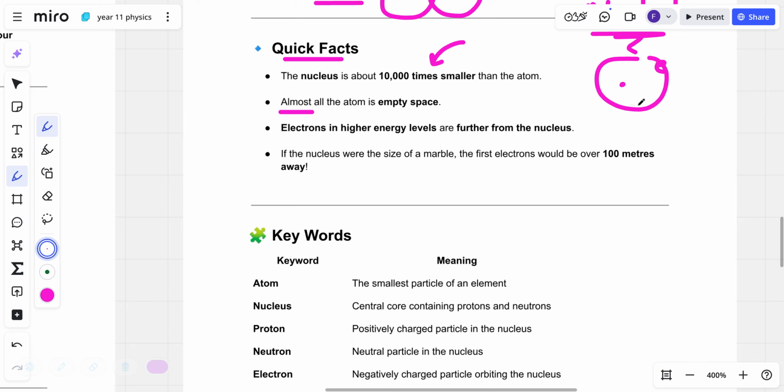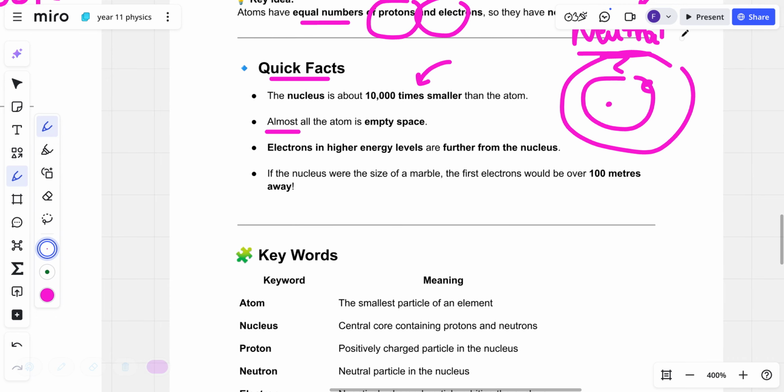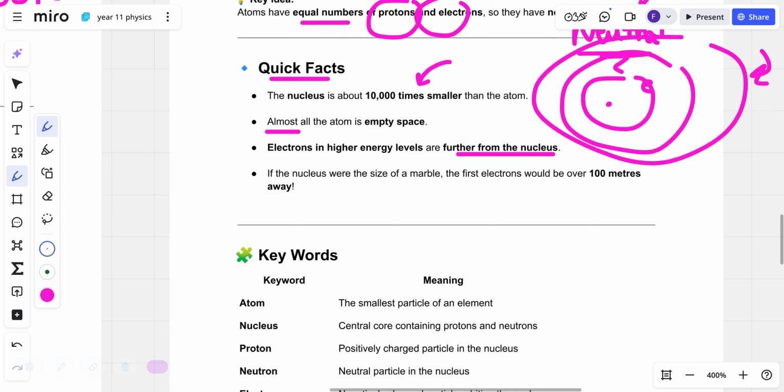Electrons are in higher energy levels, like when we drew them in chemistry with the 2, 8, 8 rule a long time ago, probably in year 10. So these are energy levels, and the higher your energy level, the further from the nucleus. If the nucleus was the size of a marble, the first electron is over 100 meters away. So there's a very, very dense nucleus, and there's massive space before your first electron.